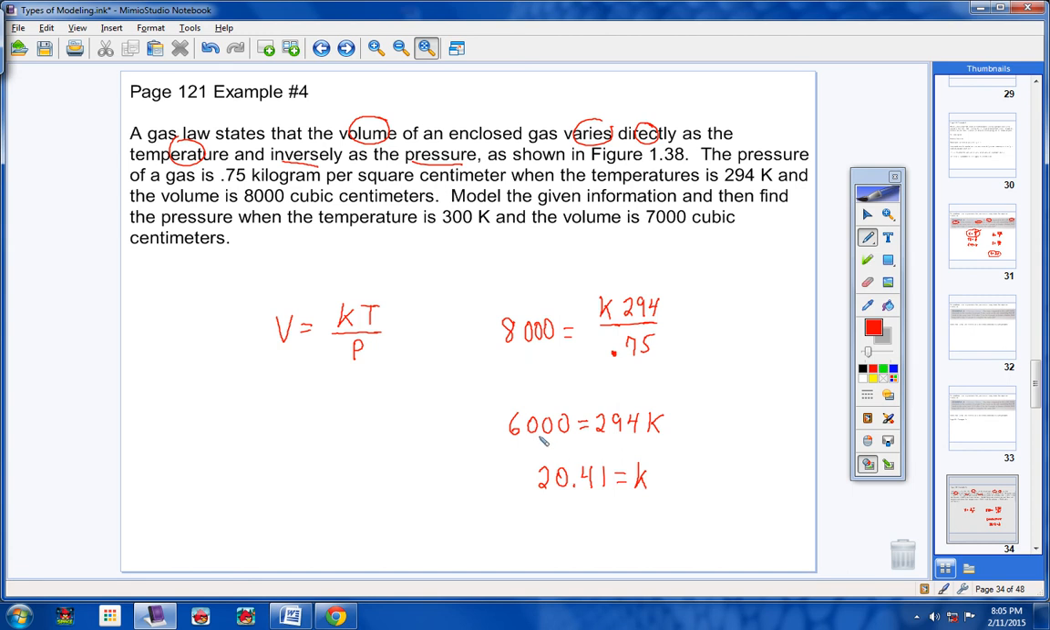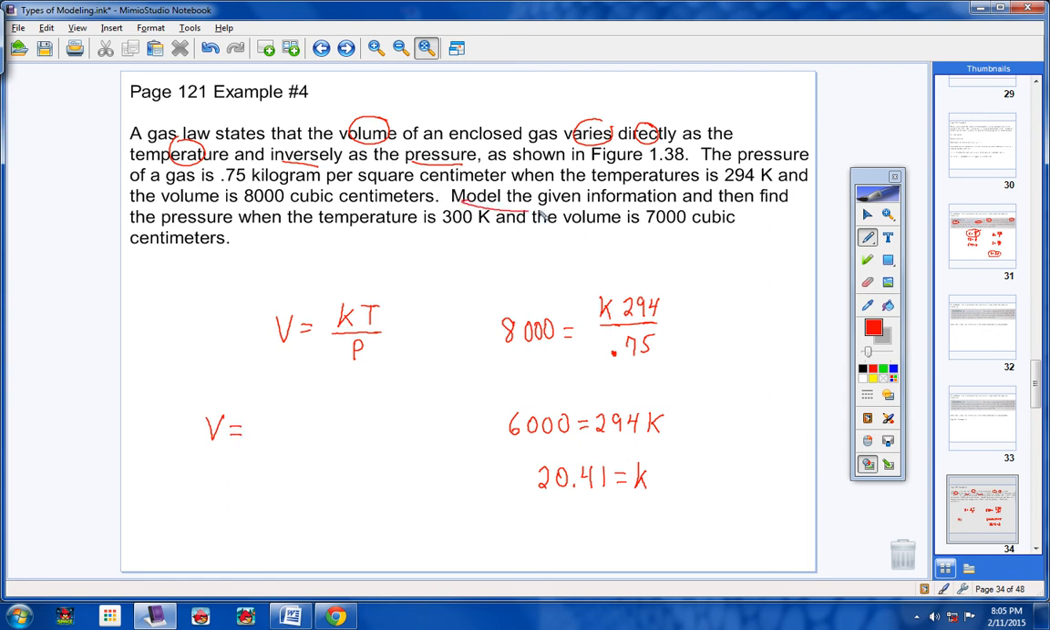If you wanted your answer as a fraction, reduced it'd be 1,000 over 49. But we're just going to type 6,000 divided by 294 into our calculators and get 20.41. So that goes in for k. So here's my final model. Then we can continue on.